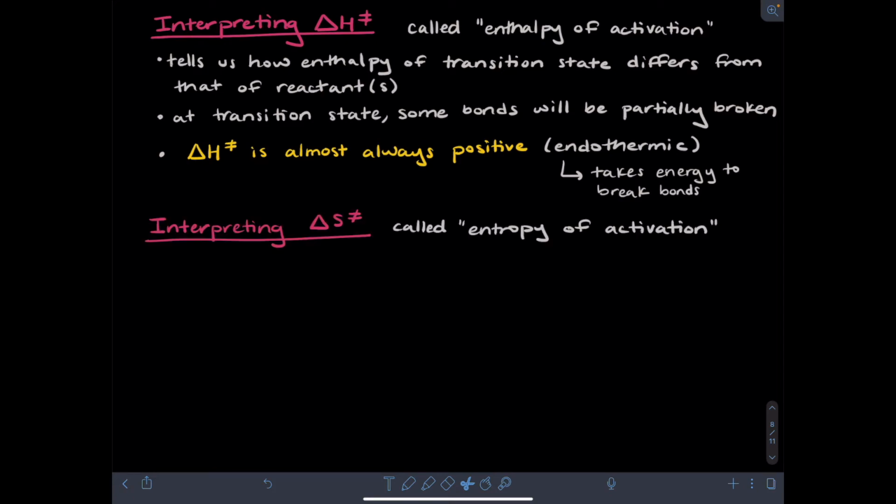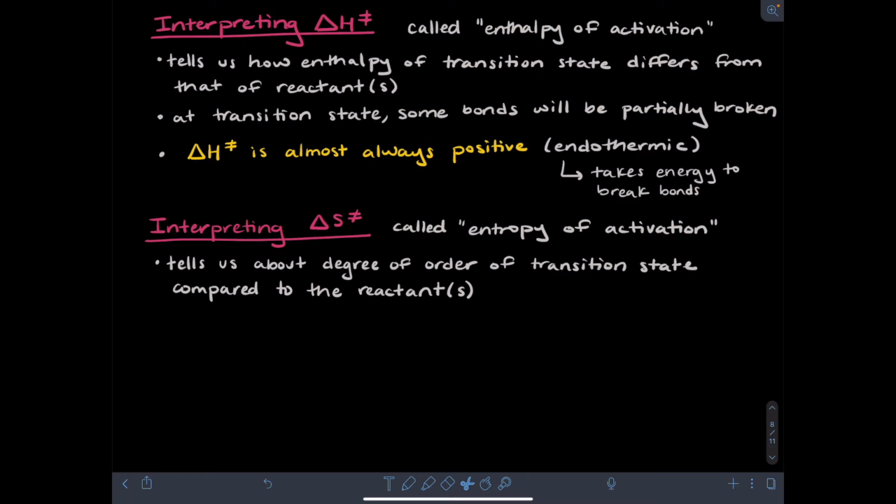In contrast, our entropy term, delta S double dagger, known as the entropy of activation, this one could be positive or negative. This term tells us about how ordered the transition state is compared to how ordered the reactants are. Here as well, since we're just thinking about kinetics, we're only thinking about the starting materials and the transition state, not the product at all.